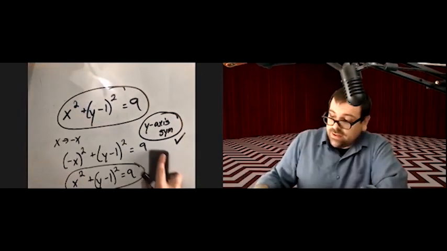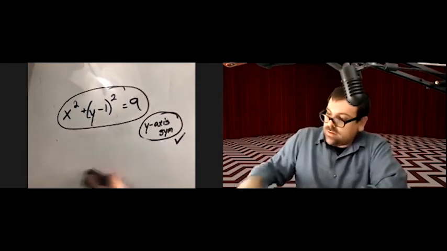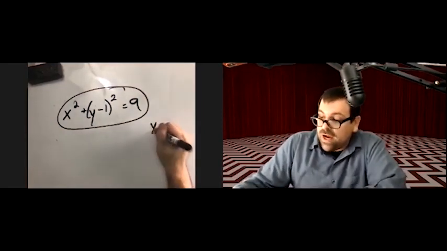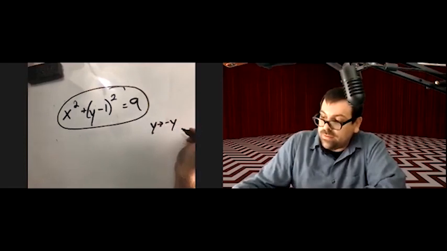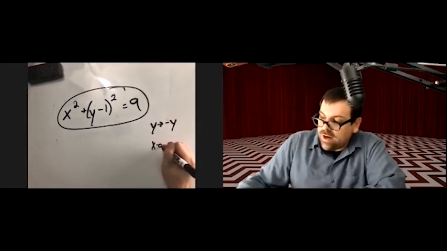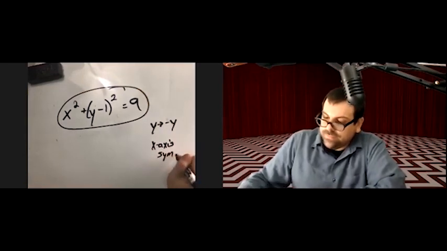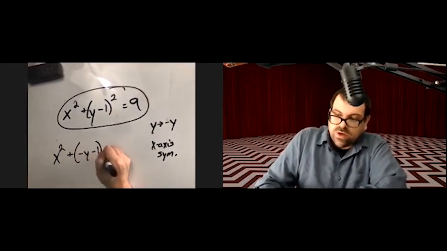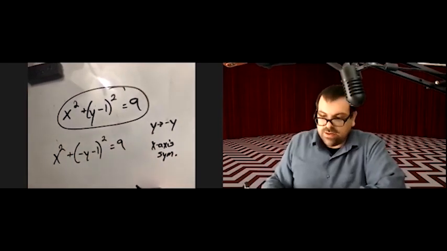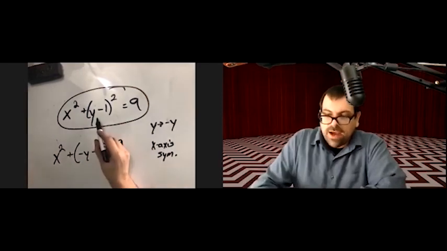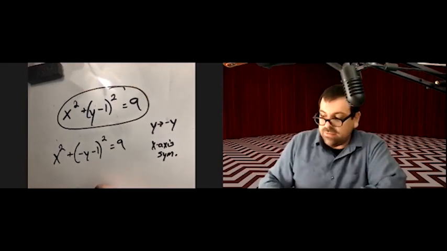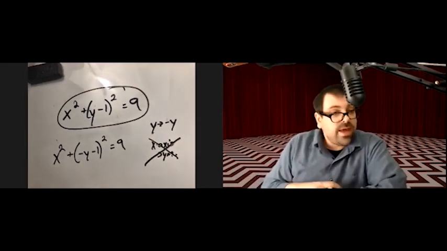How could I check and see if it had x-axis symmetry? We know it doesn't. We would replace y with negative y for x-axis symmetry checking. If we replace y with negative y, we get negative y minus 1 squared equals 9. y minus 1 is not going to be the same as negative y minus 1. Therefore, these two things are not the same. Therefore, there is no x-axis symmetry.